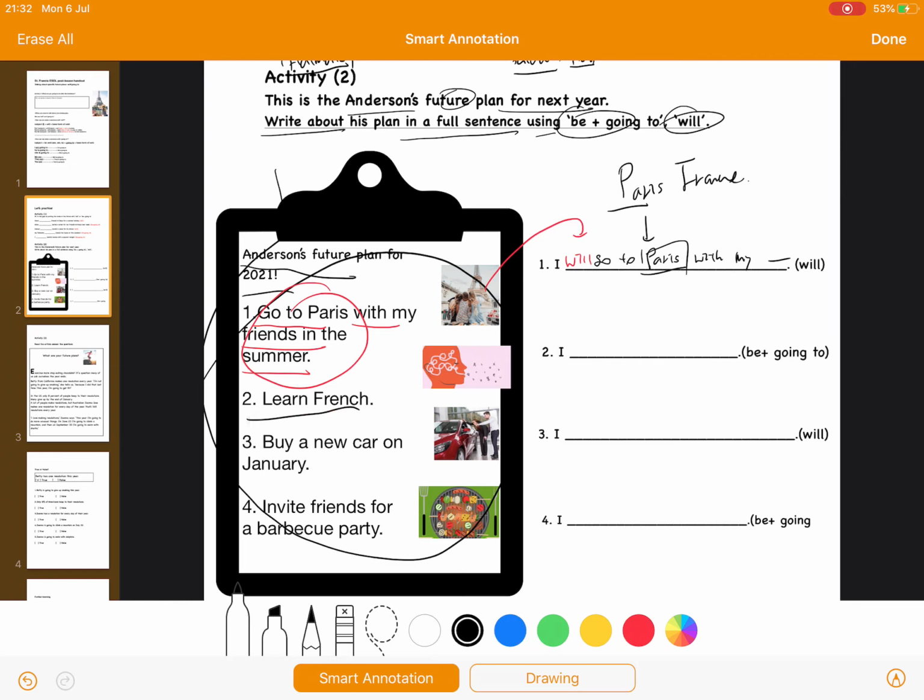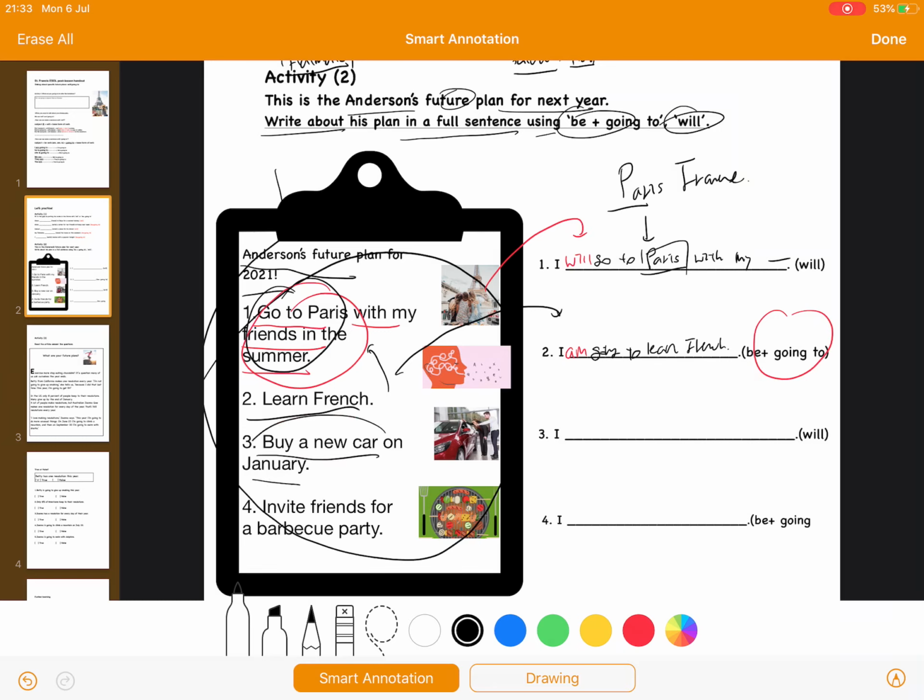Okay, number 2, learn French. So the number 1 plan was going to Paris. So it's obvious that Anderson wants to learn French. Yeah? So let's move on. We need to complete the sentence with be plus going to, future plan, right? So I, the be verb of I is am. I am going to, the base form, learn French. Very good. I'm going to learn French.